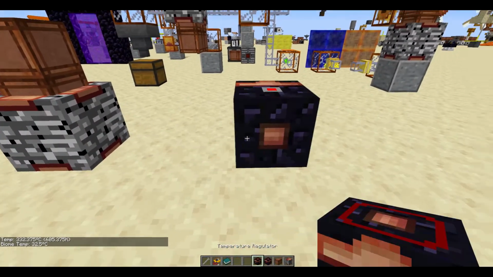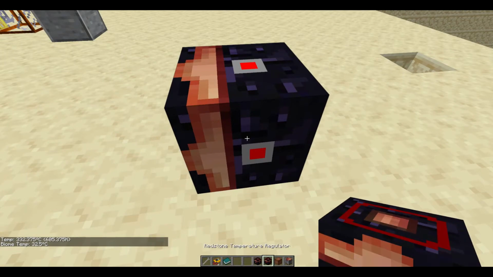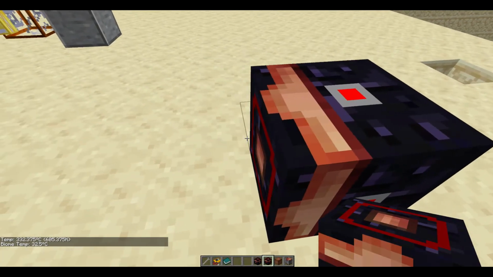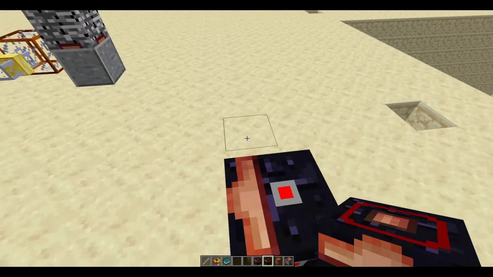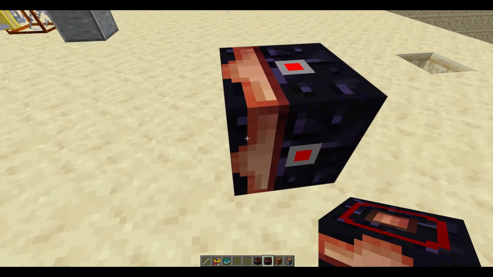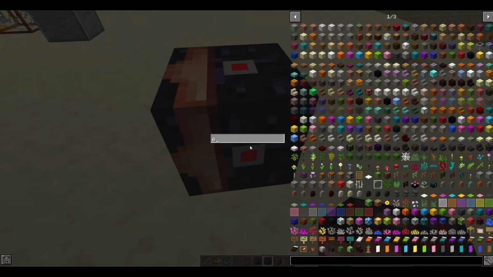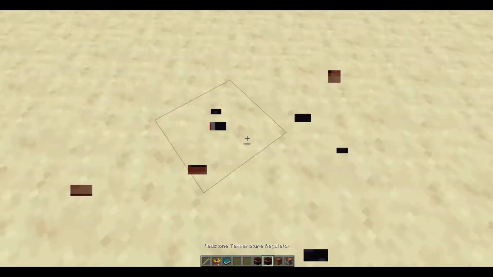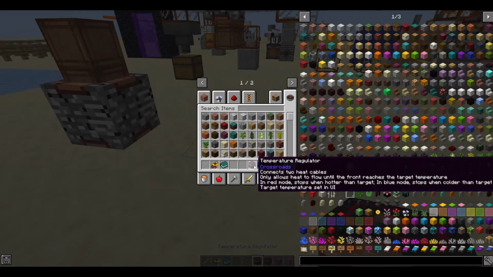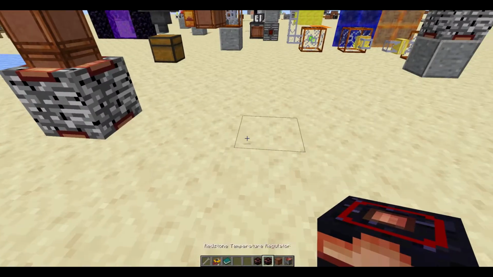The temperature regulator lets us very precisely and easily control the temperature on the output side. Now, this would make doing things like automating the fat congealer, where you needed to keep a temperature range, really trivial, because this machine is so convenient. You don't need to mess around with measuring stuff with comparators and redstone heat cables and stuff. It just does it. You're going to want quite a few of these.